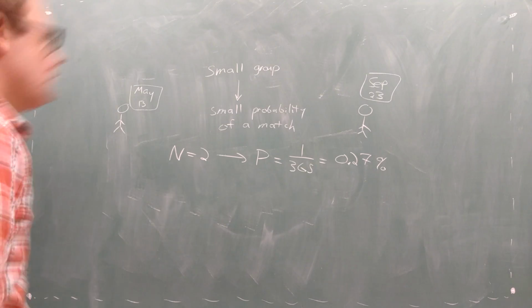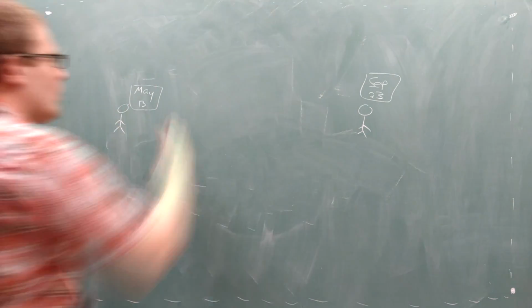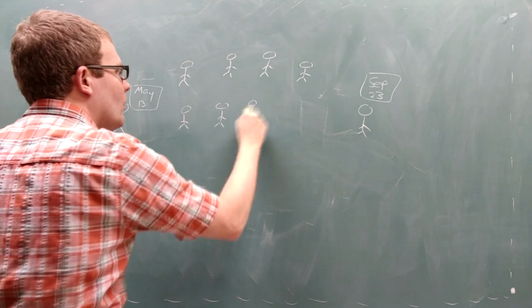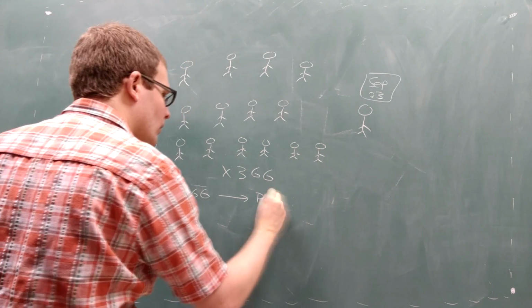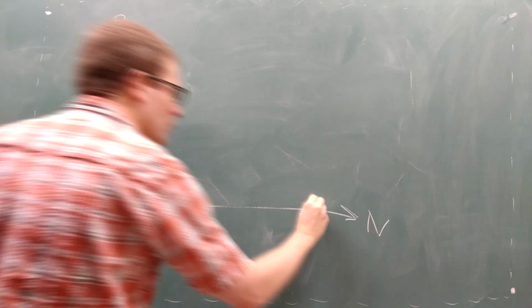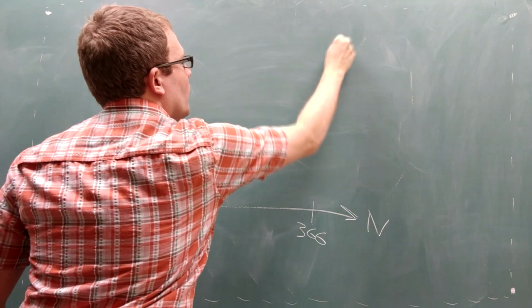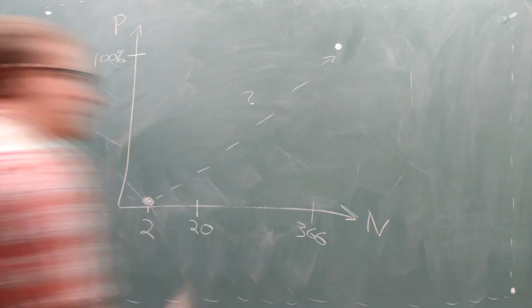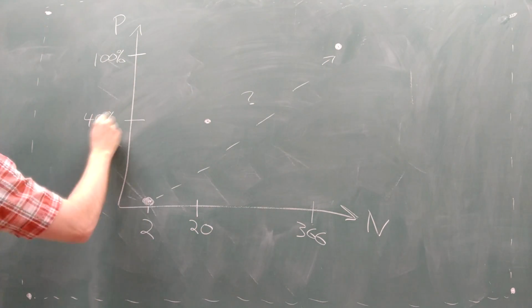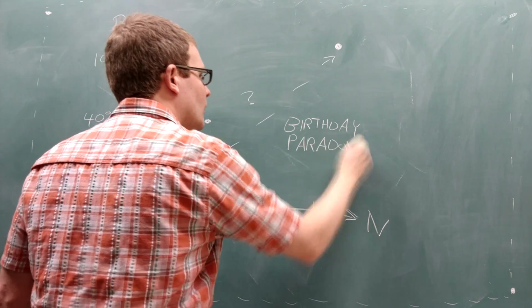On the other hand, if you had a room full of 366 people, the probability is 100%, because with that many people, there aren't enough unique birthdays in the year to go around. But what happens in between 2 and 366? What's the probability of having two matching birthdays if you have, say, 20 people in the room? The answer is surprisingly high, leading to something called the birthday paradox.